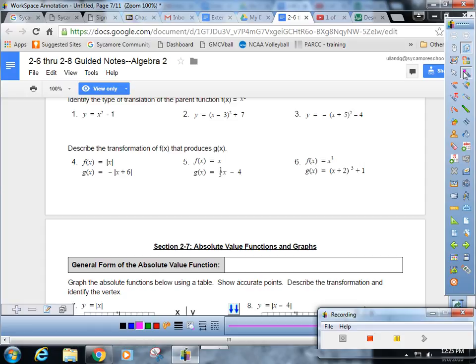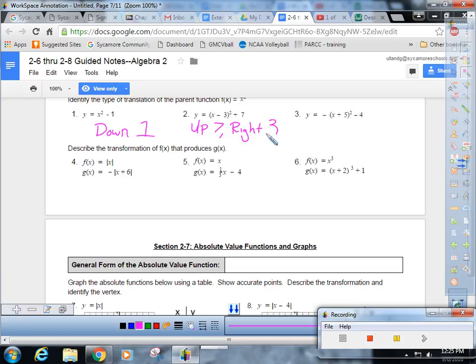Okay, so as we scroll down, maybe you recognize that this is going to result in a translation going down 1 unit. This one is going to go up 7 and right 3. Remember, this controls the up and down. Inside controls the left and the right, but it's counterintuitive. Okay, this one is going to be down 4, left 5, and flipped. And it's flipped from that negative sign right there.